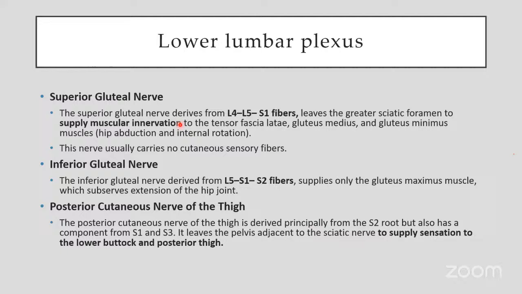The superior gluteal nerve arises from L4, L5, and S1. It supplies muscular innervation to the muscles for hip abduction and internal rotation, that is tensor fasciae latae, gluteus medius, and gluteus minimus. It usually does not have any sensory fibers. The inferior gluteal nerve is derived from L5, S1, and S2. It supplies only the gluteus maximus muscle for hip extension, while the posterior cutaneous nerve of thigh is a pure sensory nerve, just to supply sensation to the lower buttock and posterior thigh.